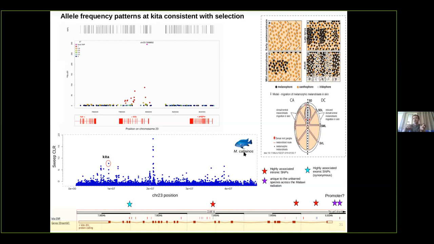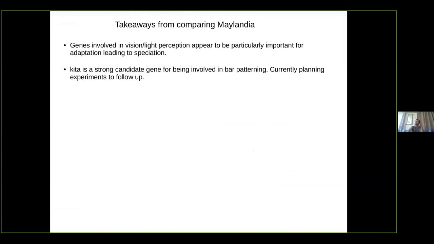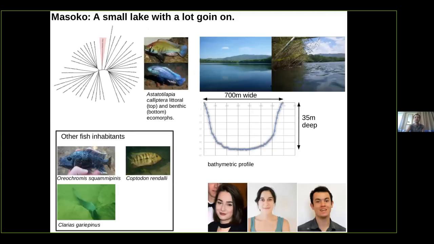If she runs this kind of scan in Colinus, one of the taxa that you would have expected to have experienced selection for losing the bars, there is some hint that the allele frequency patterns could be suggestive of selection. And then she's also found that there are two fixed differences in the whole radiation that are exclusive to the non-barred species, right outside of KA. And we're looking at that right now, whether it could be in a promoter or something like that. So in summary, we have a very good candidate for what is causing bars, we think. And also, again, it's reinforcing the idea that visual perception genes are pretty important amongst these cichlids in their speciation process.